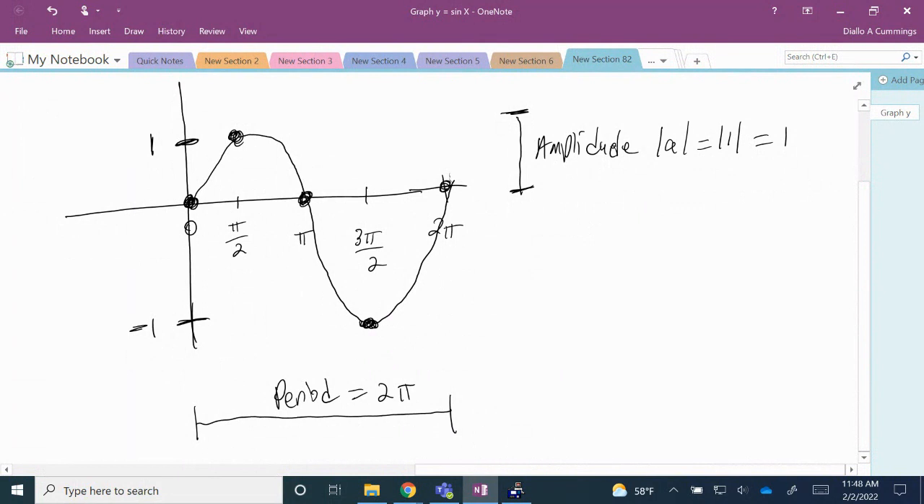Notice it says this is half of the difference between the maximum height and the minimum height. So if we look here, the maximum height is at positive 1. The minimum height is at negative 1. That would give us a total distance of 2, right? If we were to count, we would count 1, and then 2. Half of that gives us 1, right? So the amplitude here is 1, and the amplitude is always positive.